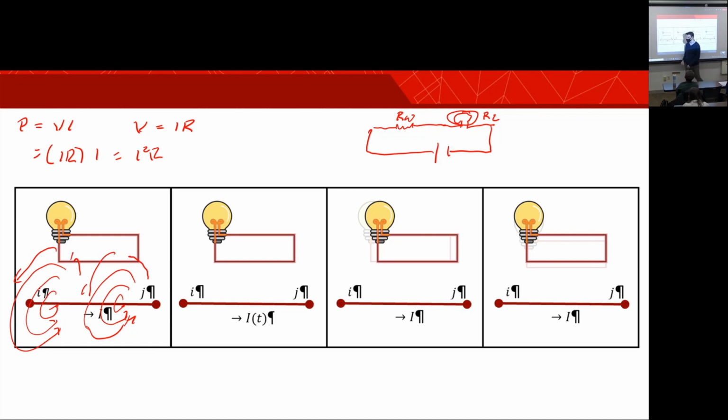Wait, is this wire connected to that circuit? Nope. We can essentially think about this wire as just being connected to a battery, and then that light bulb is a completely separate circuit. They're not touching at all. Which is pretty wild, right? We can light up a light bulb without touching it.